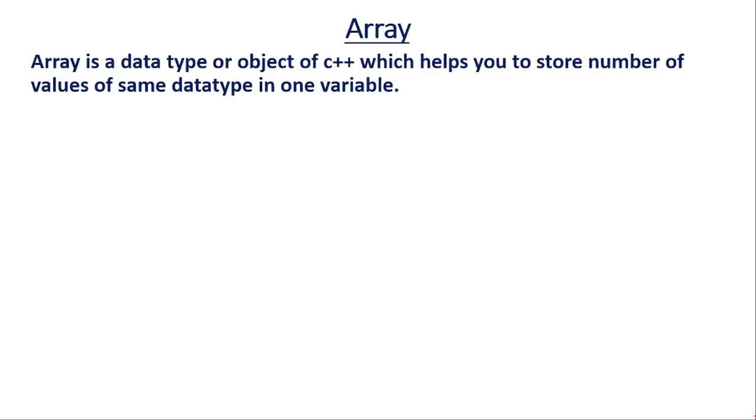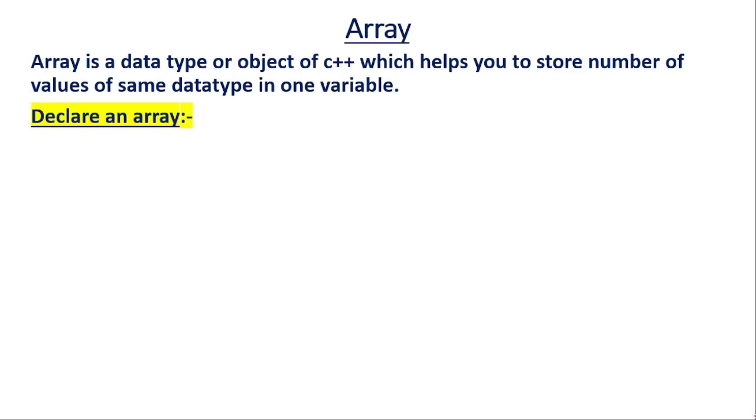So what do you mean by array? Array is a data type in C++ and that is used for storing a number of values in one data type. इसका मतलब ये है कि अगर आप एक ही वेरिएबल के अंदर एक वैल्यू स्टोर कर सकते हैं और आप want to store many values in one data type, then array will help you.